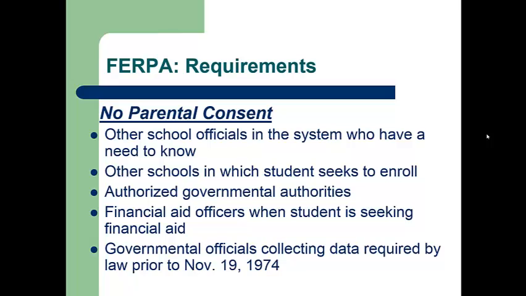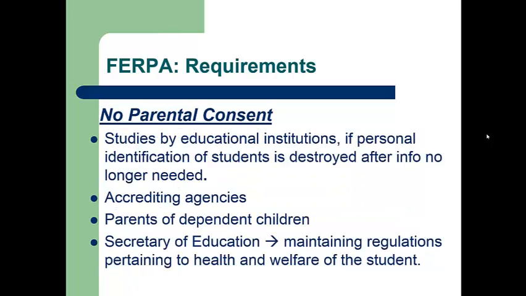Authorized governmental entities such as State Department of Ed, financial aid offices when the student is seeking financial aid, government officials collecting data required by law prior to November 19, 1974. Never came into contact with that. Also, no parental consent is needed for studies by educational institutions if the personal identification of students is destroyed after the info is no longer needed. Though at NSU, if you have taken ed research, or probably actually better advanced ed measurements, you know that in advanced ed measurements we require parental consent on these issues, but technically by law it's not necessary.